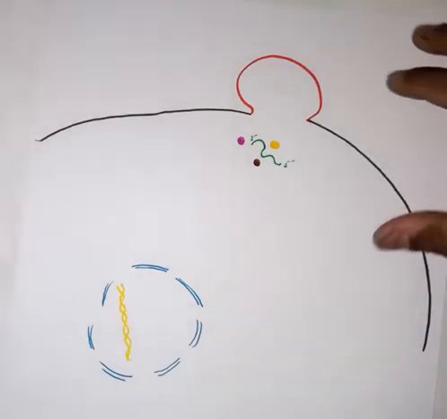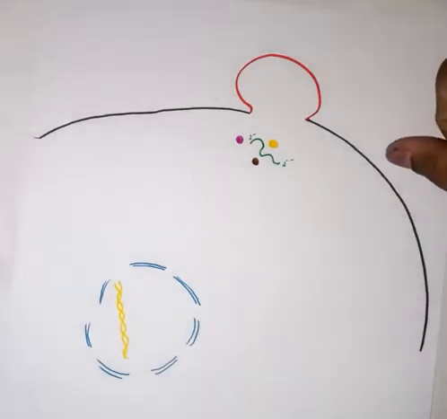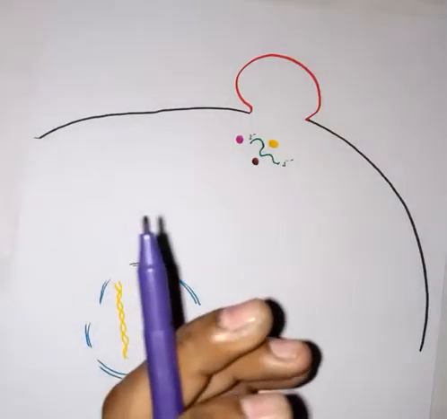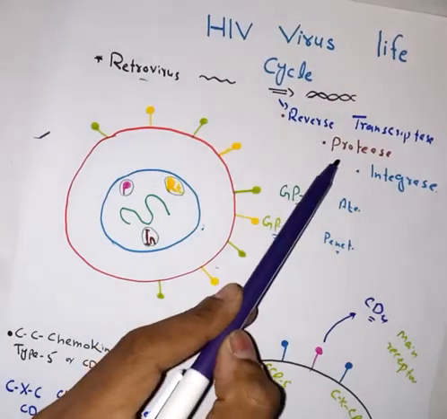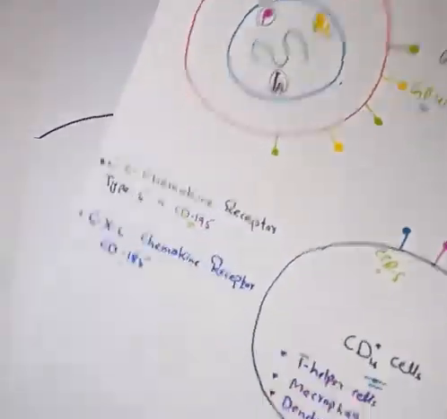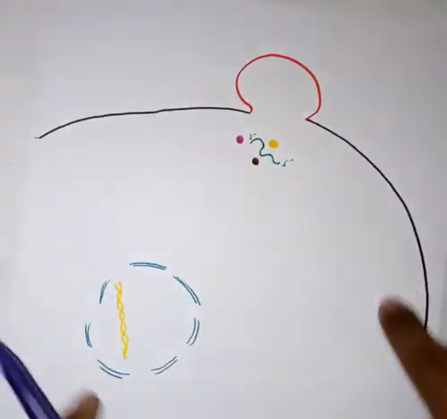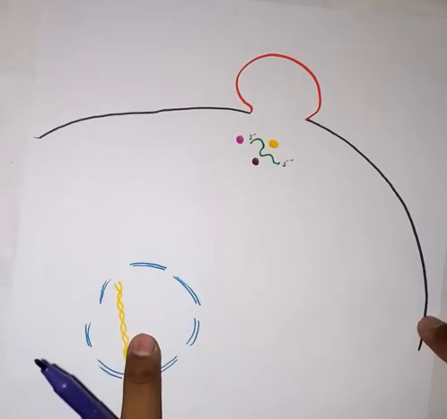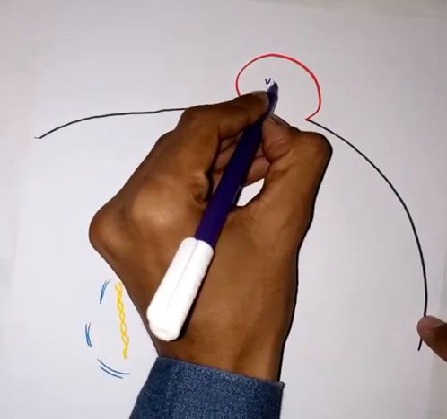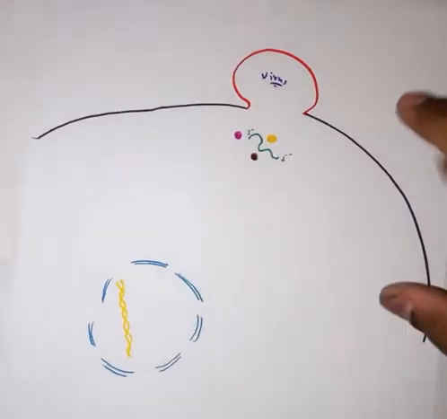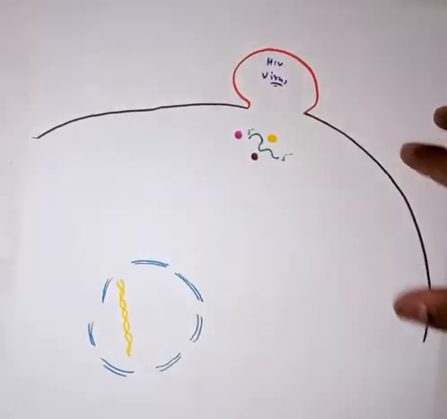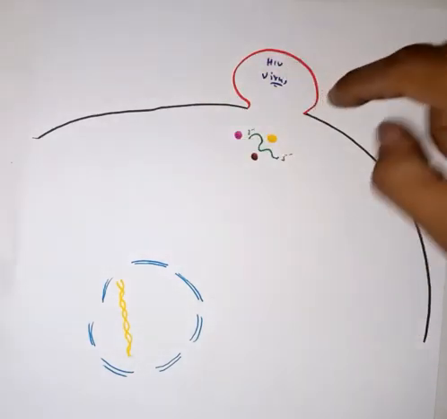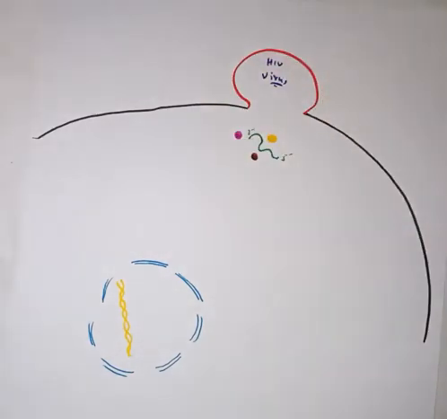Now what will happen after the endocytosis? All the enzymes, reverse transcriptase, protease and integrase, which I have explained, will also be released inside the whole cell. Now this is a CD4 plus cell. This whole cell is a CD4 plus cell, this is the nucleus of the CD4 plus cell, and this is the HIV virus. After the attachment, it has released its genome and all the enzymes inside the CD4 cell. Clear?